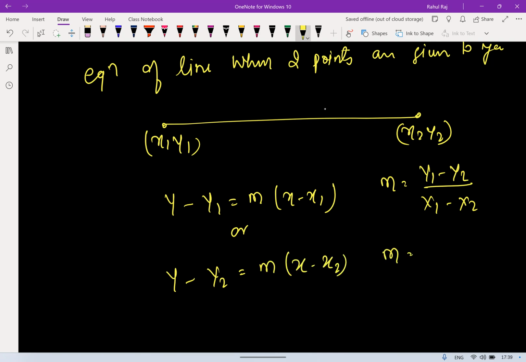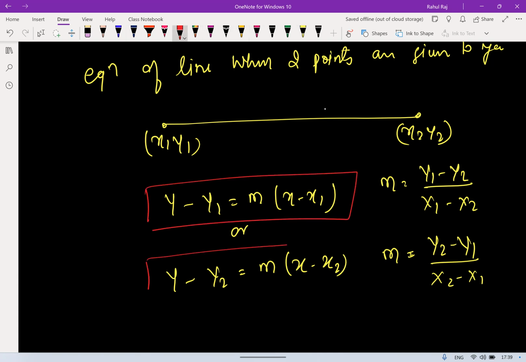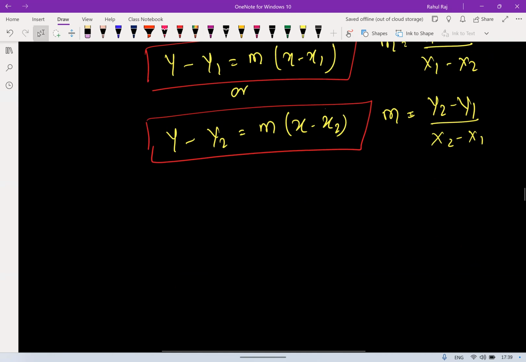Now here the slope would be what? You have taken y2, so start everything with y2, y2 minus y1. Because you have taken y2 minus y1, you should take x2 minus x1. So you use any equation of a line, it doesn't matter at all, you will eventually get the same equation. So this is the equation of a line when 2 points are given to you. That's it.